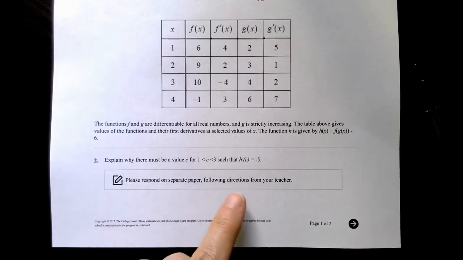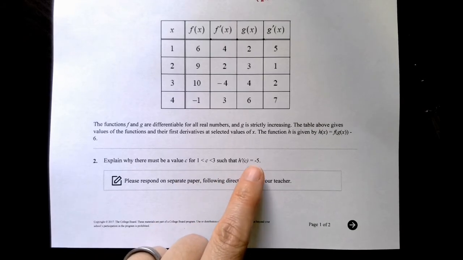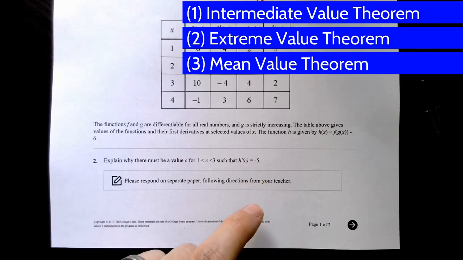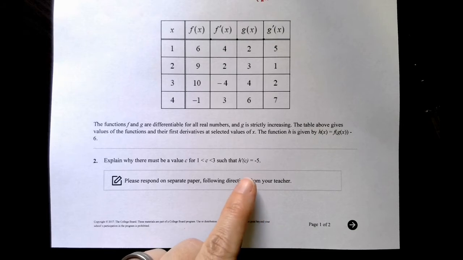Well, they're asking you for some value such that the derivative equals something. This is an existence type of question, which means we have to use one of our 3 existence theorems. So the intermediate value theorem doesn't seem to work here because we're not asking for particular outputs. Extreme value theorem wouldn't apply here because we're not asking for an extreme value.